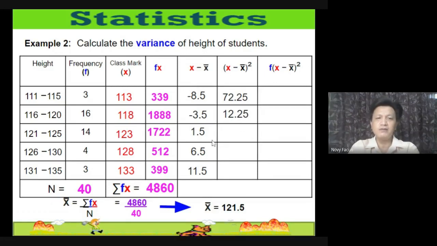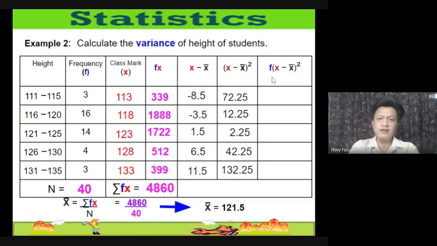Then 1.5 square, that is 2.25. Then 6.5 square, that is 42.25. Then 11.5 square, that is 132.25. Take note, kapag sinabing square, minultiply mo yung base sa sarili niya.